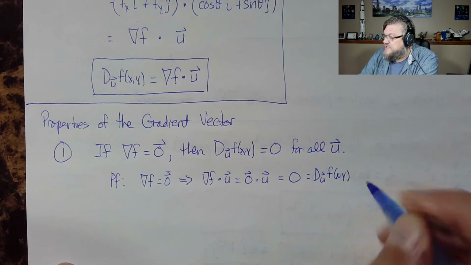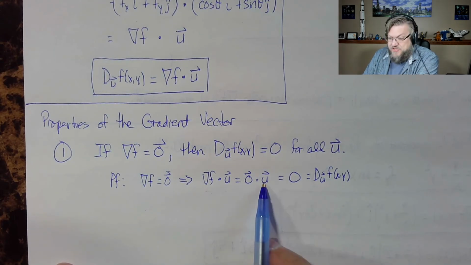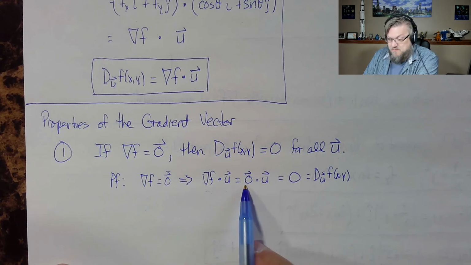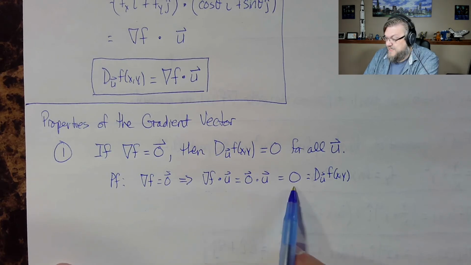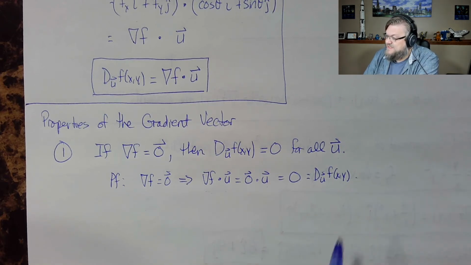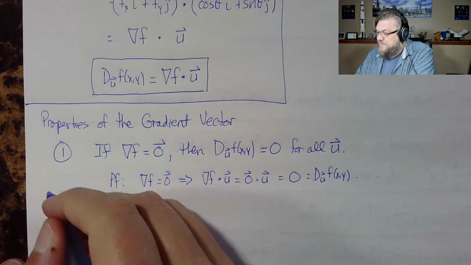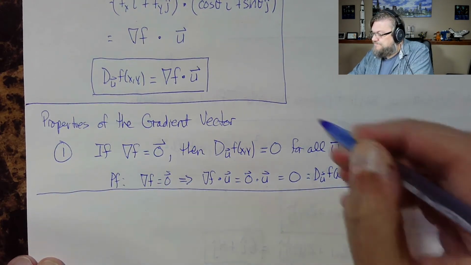And notice that u did not play a role in this. No matter what the components of u were, they're being multiplied by 0 and then added together. So u can literally be any unit vector it wants to be. So I get that this is the directional derivative value for all u. Okay, awesome.